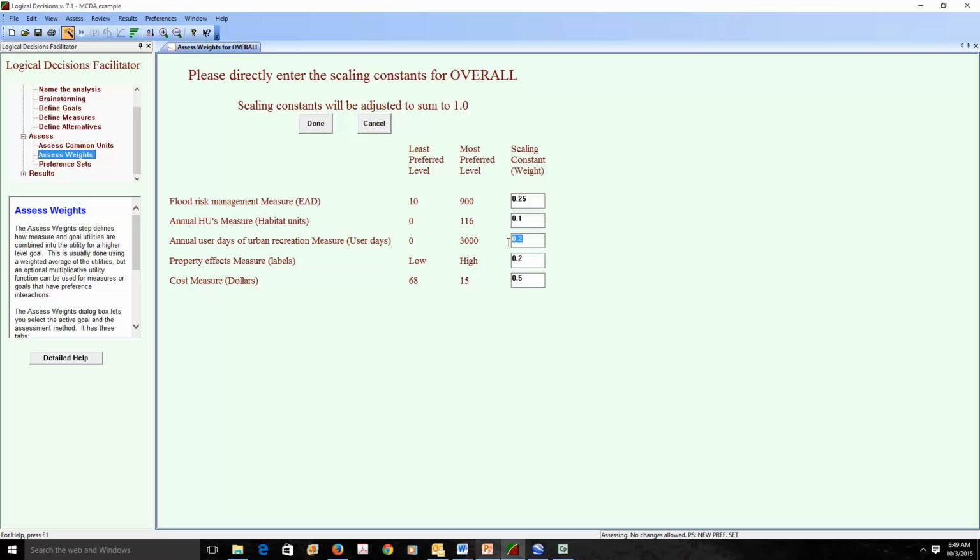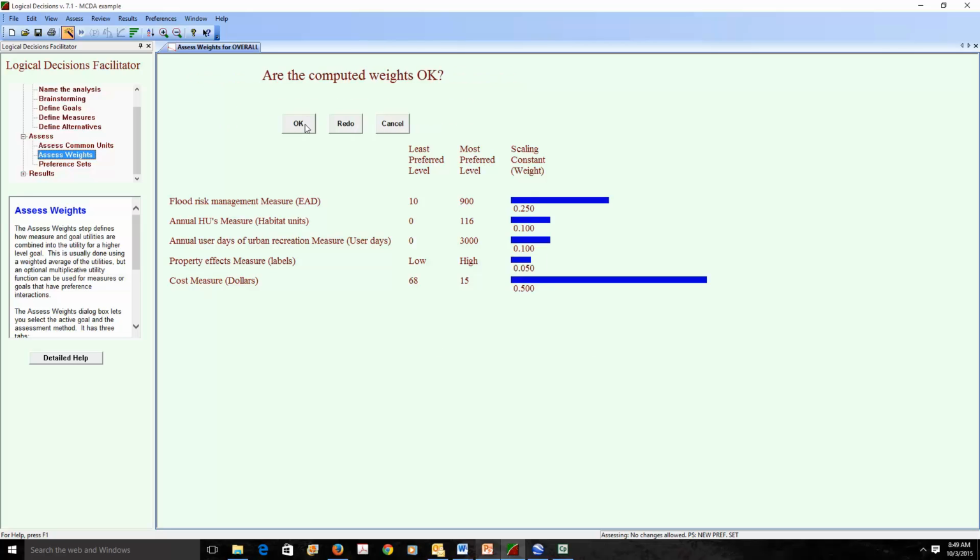But this is the problem. This is arbitrary. Who gets to say what they are and how they are? And that's why you don't find people using multi-criteria decision analysis too often, because there are homeowners who will say, what, only 5% for the effect on my property value? They won't be happy with that, and so it would go. So I'm going to say I'm done now, and you can see the relative weights.